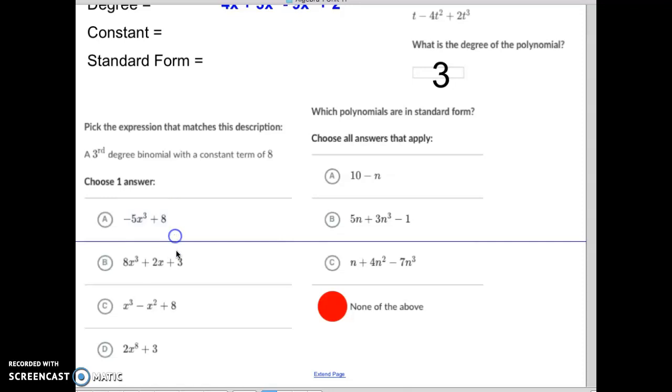This one is to the 3rd power. This one is to the 8th power. So this letter D does not work. And then it had to have a constant of 8. And you'll notice the number at the end here was 8. So letter A was our answer.